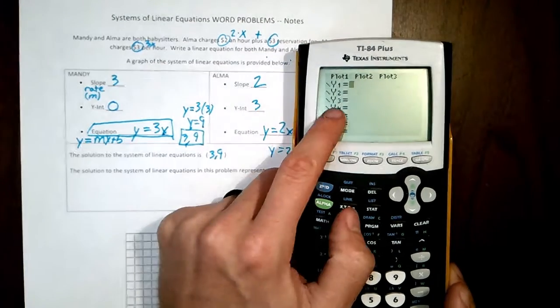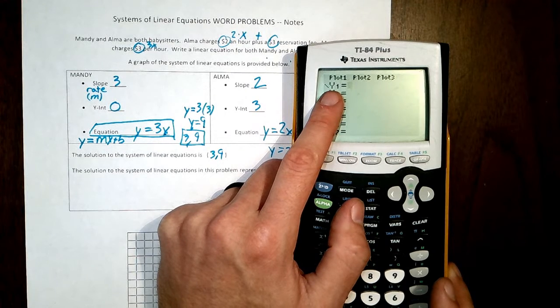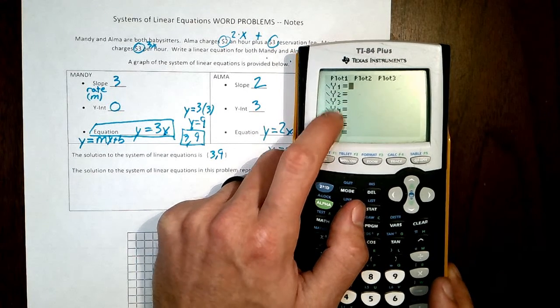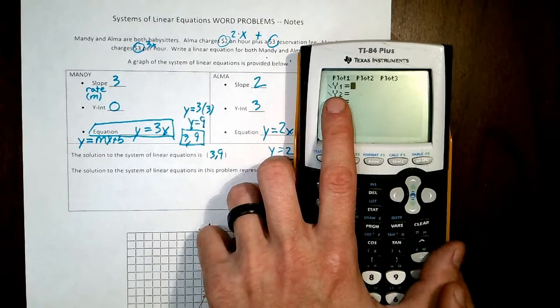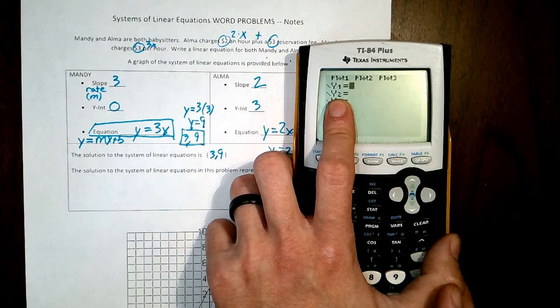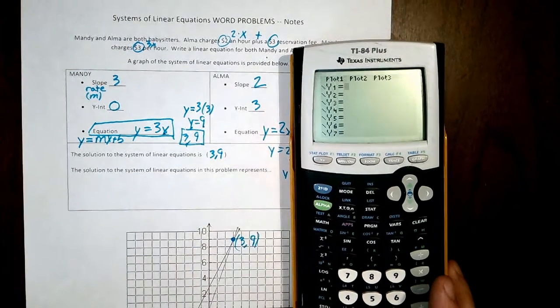This is just like our equation y equals mx plus b. This is letting us type in as many of these equations as we want here. When we're doing a system of equations, looking at 2 of them, we're just going to use the top 2 with the Y equals button. So now we're just going to type in our equations.